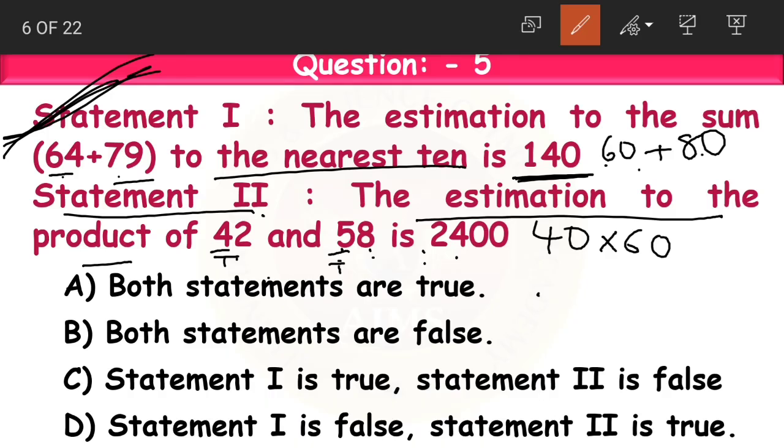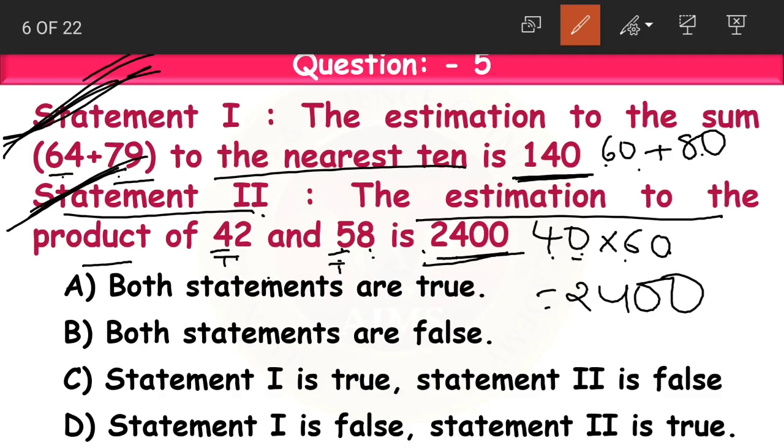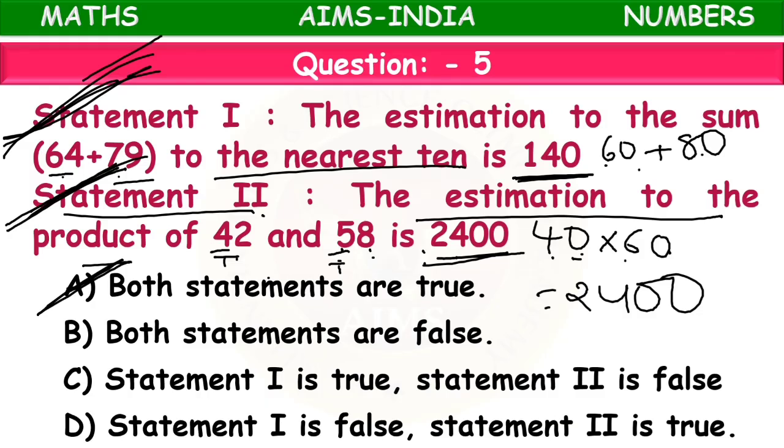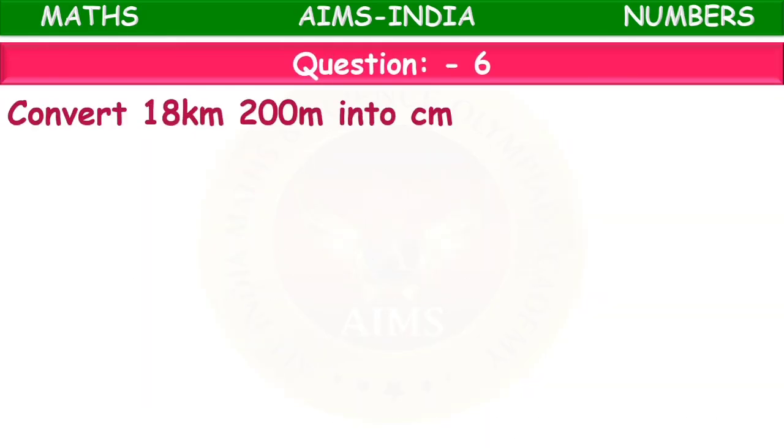Now 40 into 60 becomes what? 4 sixes are 24 and we are having 2 zeros. So I am writing 2 zeros. So the estimated product is also 2400. So what can we say? Statement 2 is also true. Statement 1 and statement 2 both are true. Now which is the correct option here? Option A, both the statements are true. Yes, children? Yes. Moving on to question number 6.